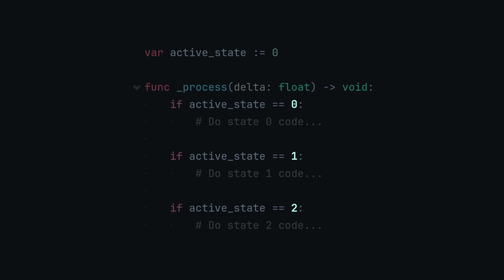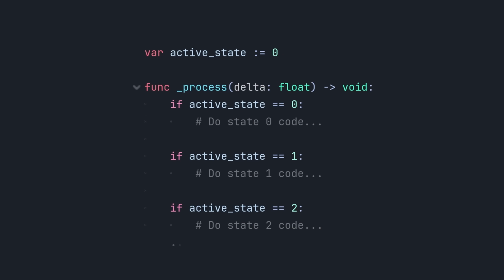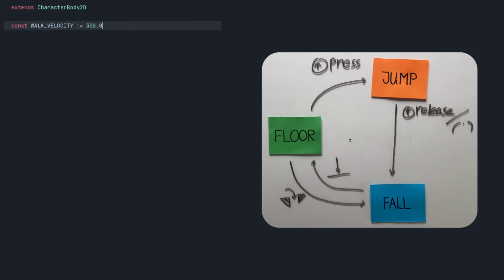Those numbers represent the states, and so far we've only defined state 0, state 1 and state 2. But we can define as many states as we need to. This is already the simplest basis for a state machine. Let's put it into practice by looking at an example. For this example, we will use the floor, jump and fall states to create a basic character controller.